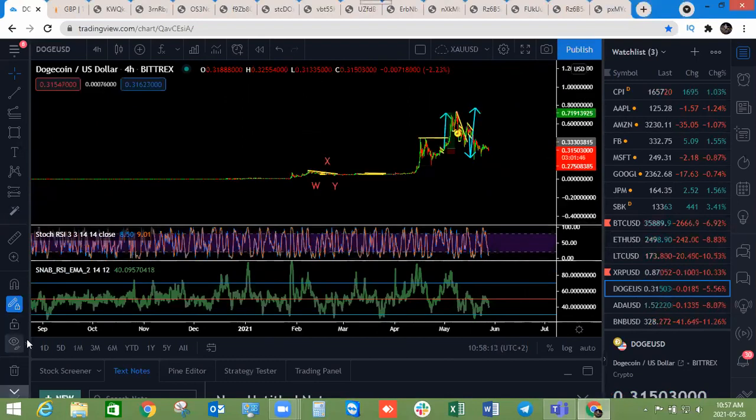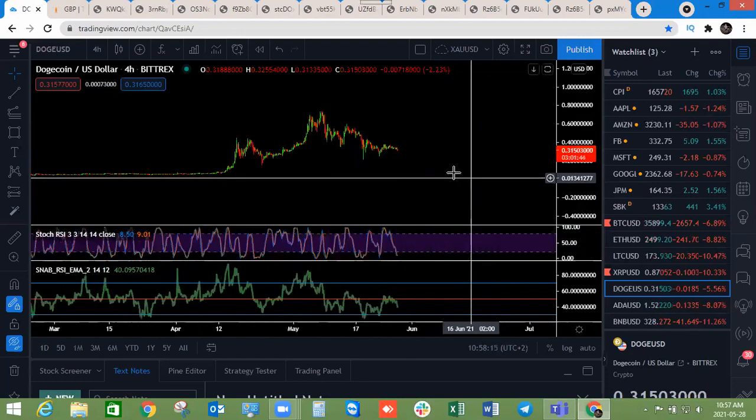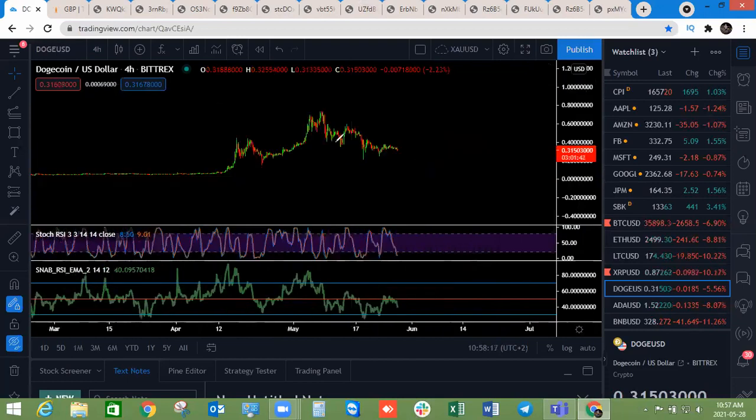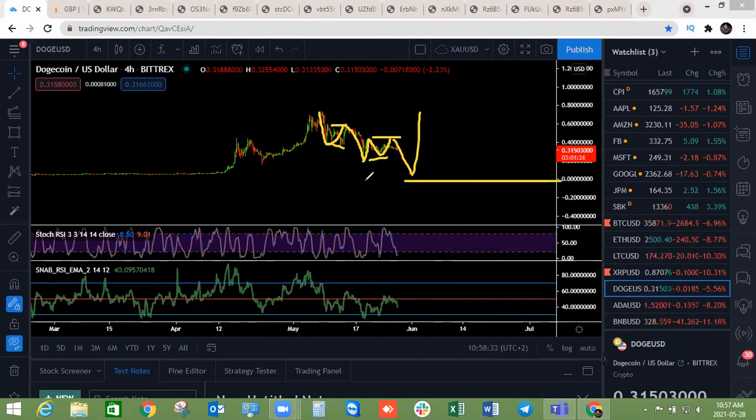Let's switch off here so we can just look at the structures. So Doge, this is the structure that we looked at. This is a flat here. We've got an A, we've got a B, we've got a C. If that's the case here, we're seeing this making what will look like a double correction here. So we may have WXYXZ here on Dogecoin before we push to the upside. Obviously, this is the limit on Doge. We're not going to break lower there, so we can only go higher from there. Right, so that is Dogecoin.